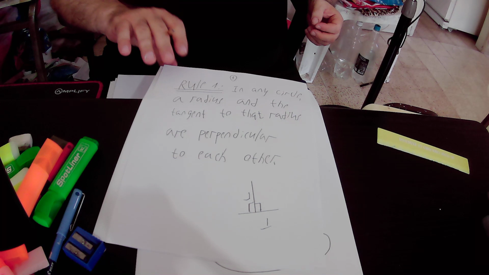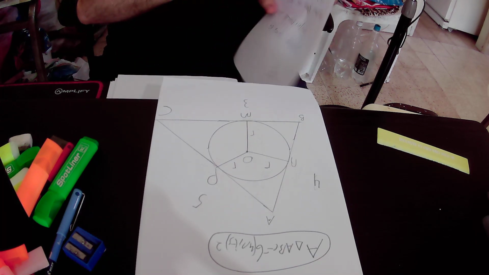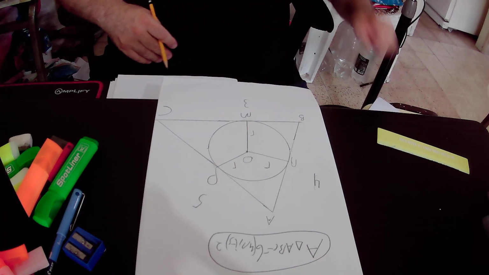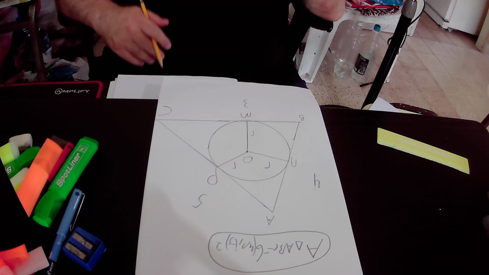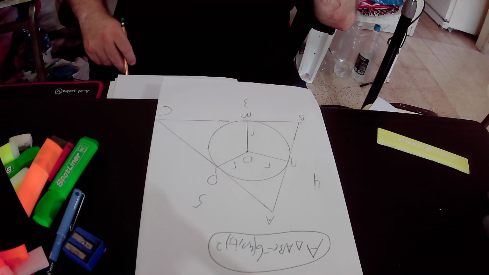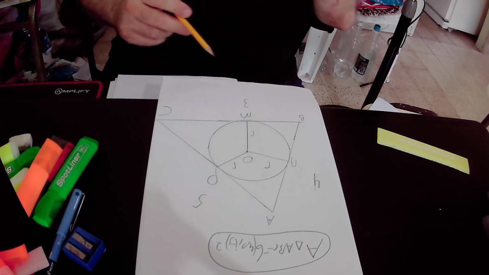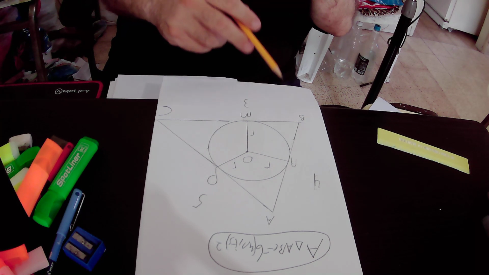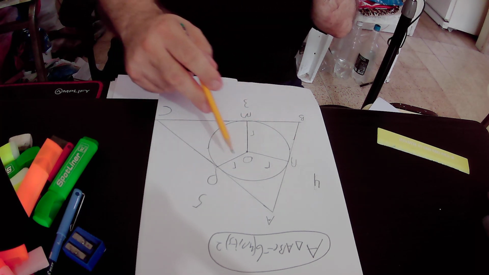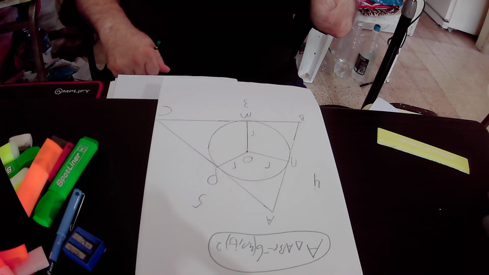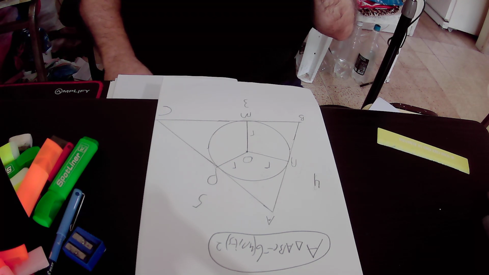Okay, so actually we can implement rule number 1 in our circle because we have 3 radiuses and we have 3 tangents to these 3 radiuses, and according to rule number 1, the radiuses are perpendicular to its tangents.